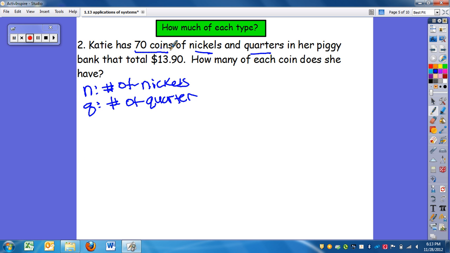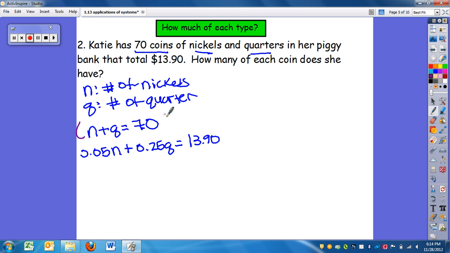So for my two equations, I have a total of 70. So N plus Q equals 70, just doing my step 2. And then I'm trying to calculate money. So nickels is 0.05, that's how much a nickel's worth. So I'm going to take it times how many nickels, plus a quarter, which is 0.25Q, and that gives me $13.90. So again, in this situation, they're lined up for us to use elimination.